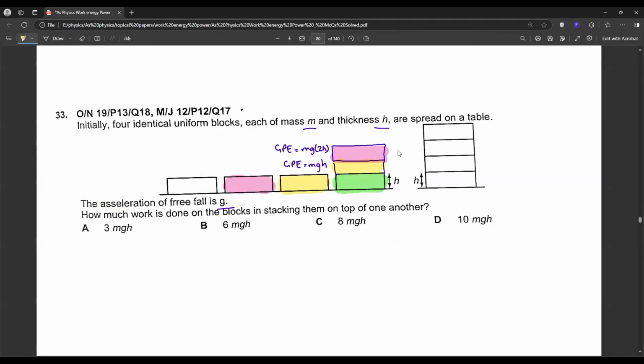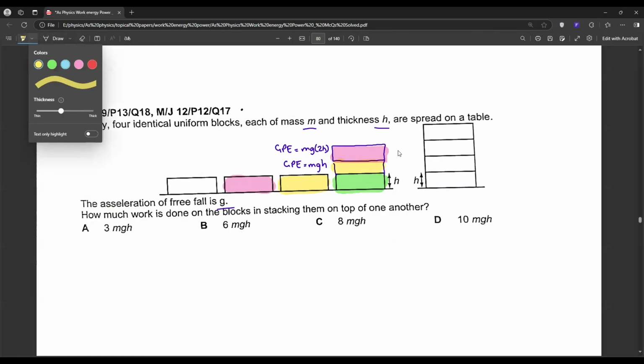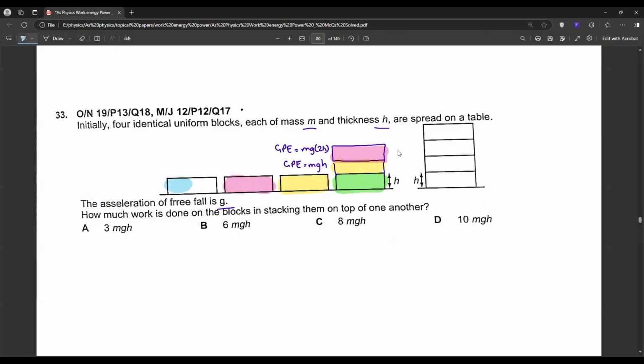Yep. Let's move on to the fourth block. The fourth block is this one. Perfect. In order to lift this or place this according to the stack, you will need a gain in gravitational potential energy of what? mg and 3h. So this is your blue block.